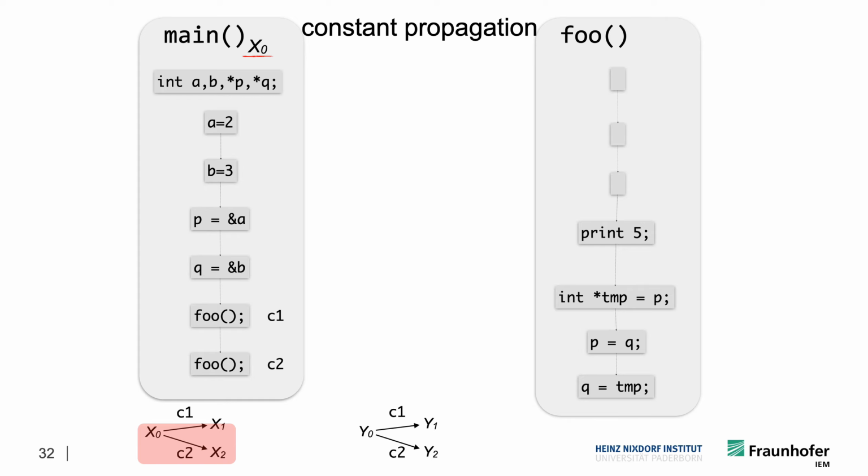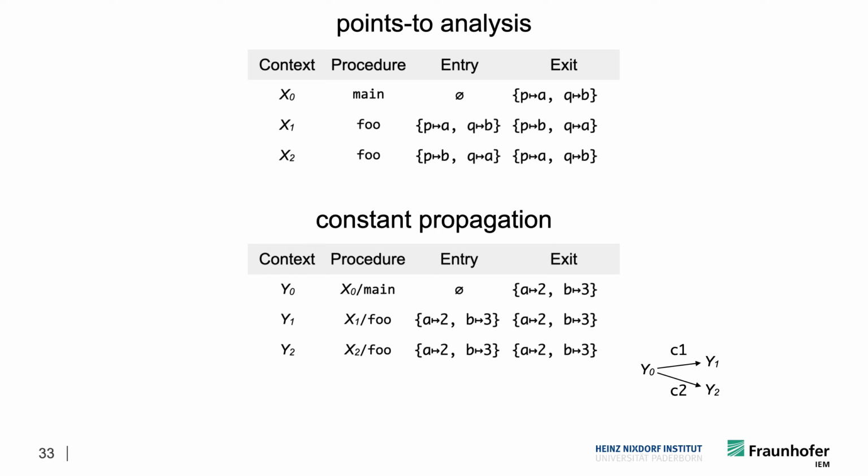So we basically have now obtained that information. And now we can take a look again at these context transition diagrams and these tables that I showed you earlier. For the points-to analysis, the table is as you would expect. You have these different entries, one for main and two for foo, with the swapped exits that we have computed.